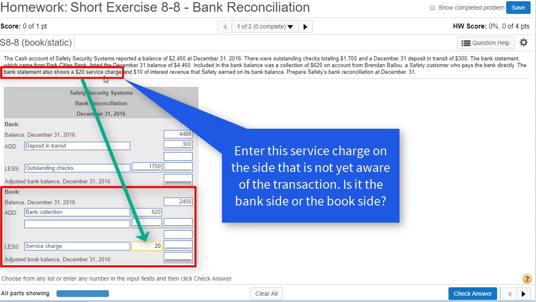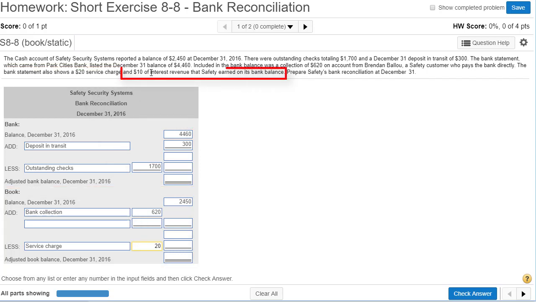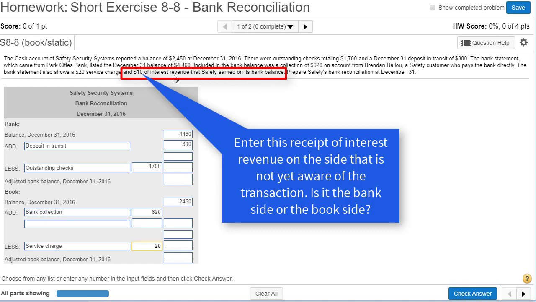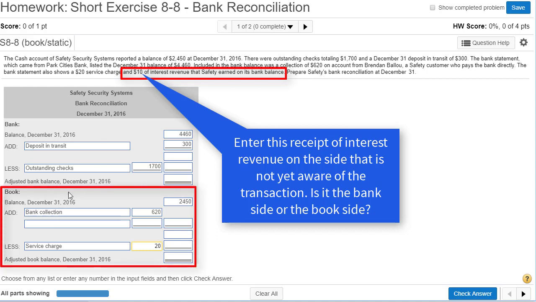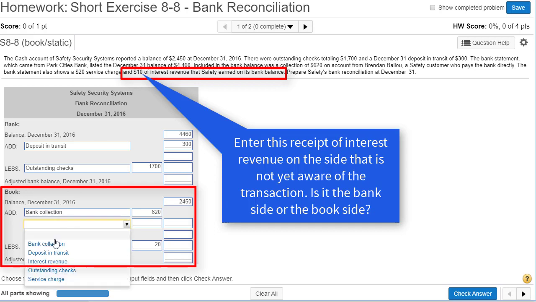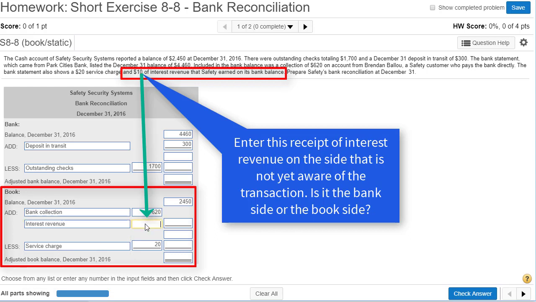$20. And there's also $10 of interest revenue that appears on the bank statement. We did not know about this, so we had to put this $10 of interest revenue on our side, the book side. And since we are receiving the interest revenue, that's under addition. So let's see here, interest revenue, $10. And that's it. So now all we have to do is math.